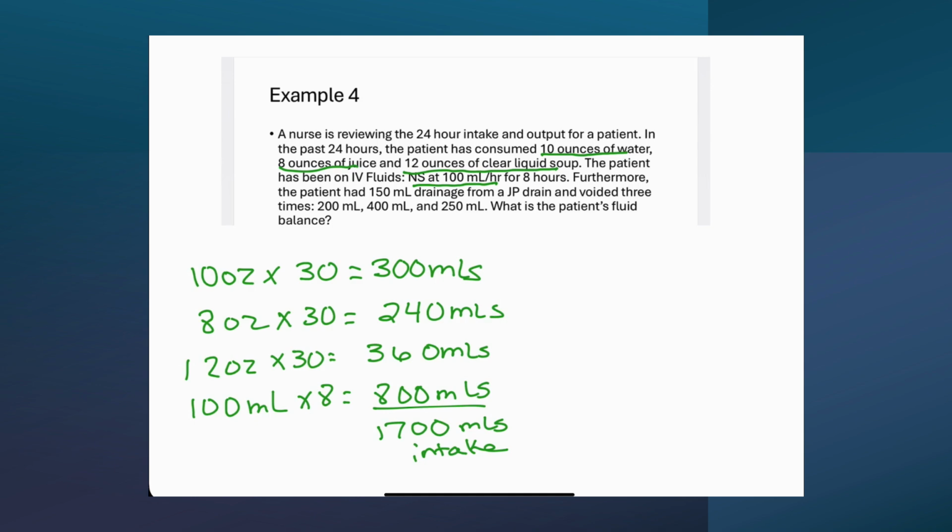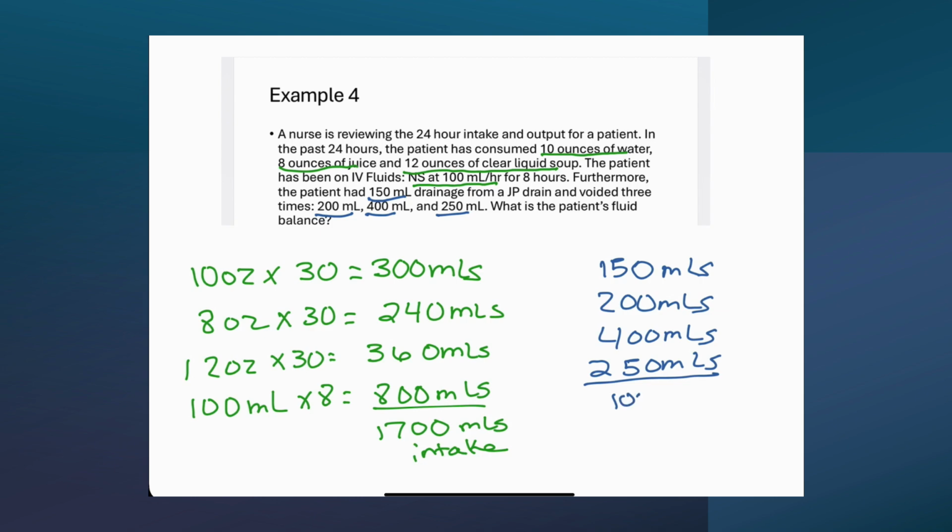So for the patient's output, they had a JP drain of 150. They had 200 mLs of urine, 400 mLs of urine, and 250. So we're going to do 150 mLs, and then we're going to do 200 mLs, 400 mLs, and 250 mLs. We're going to add that up together, and we're going to get 1,000 mLs. And this is going to be considered our output.